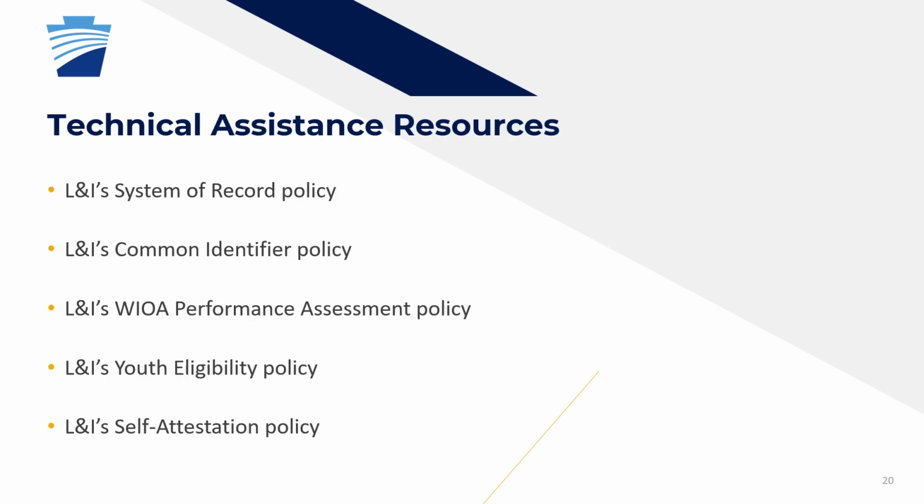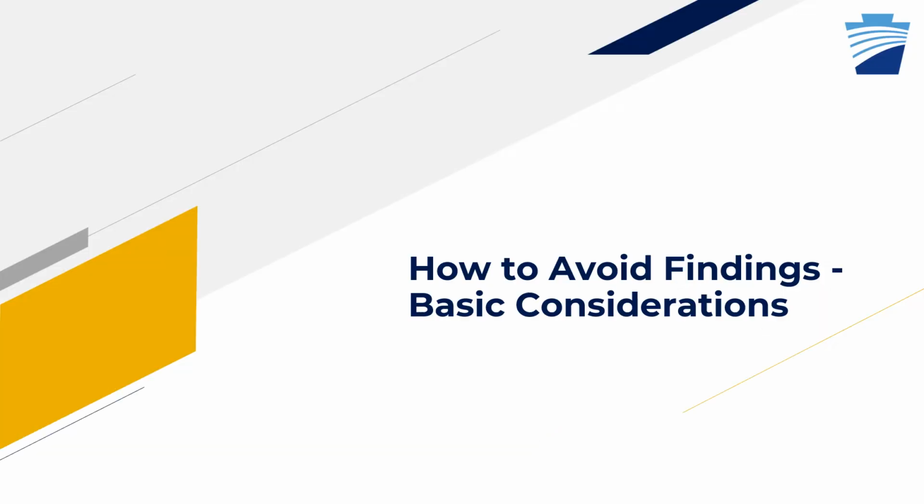Here is a list of L&I policies that can be used to answer many of your technical assistance needs, starting with L&I's System of Record policy, then Common Identifier, WIOA Performance Assessment, Youth Eligibility, and Self-Attestation. This isn't an exhaustive list, but will be very useful to start you out.